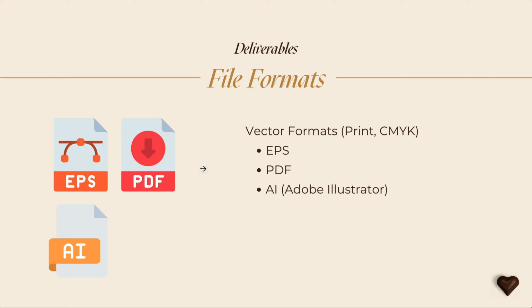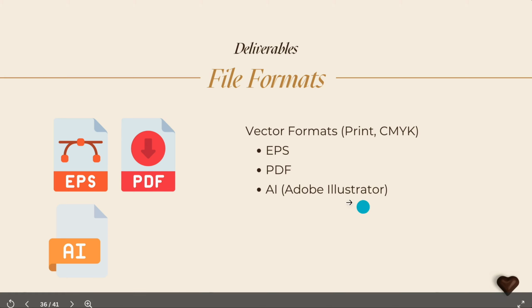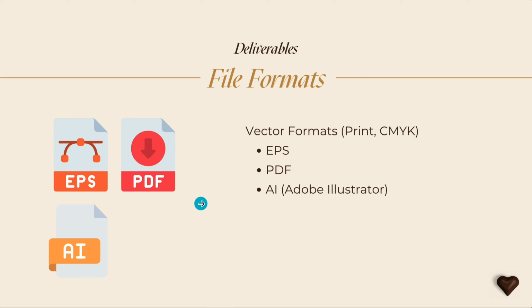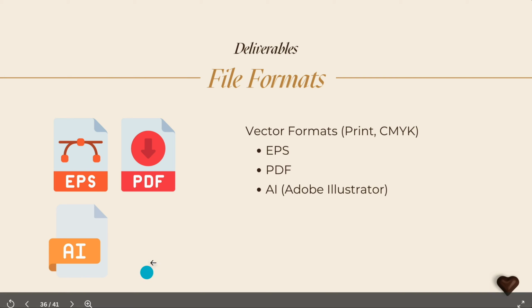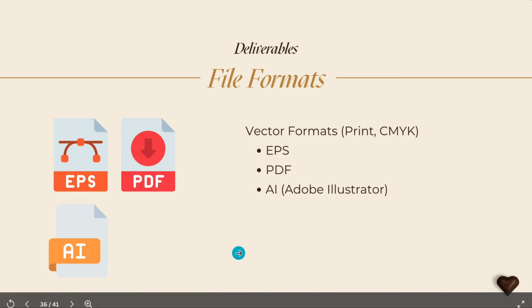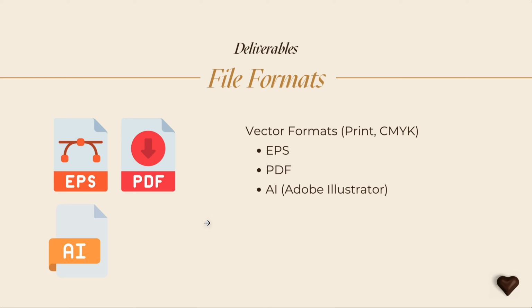Sometimes print shops also ask for AI format. This is Adobe Illustrator. EPS and PDF, you can open, they're universal. You can open them in different programs. AI, you can mostly open in Illustrator. So not everybody includes AI. And I don't think it's necessary. I don't understand why people ask for the AI format if they can also open EPS and PDF. But maybe there's a reason that I'm not aware of, that they can't open a PDF or EPS files.